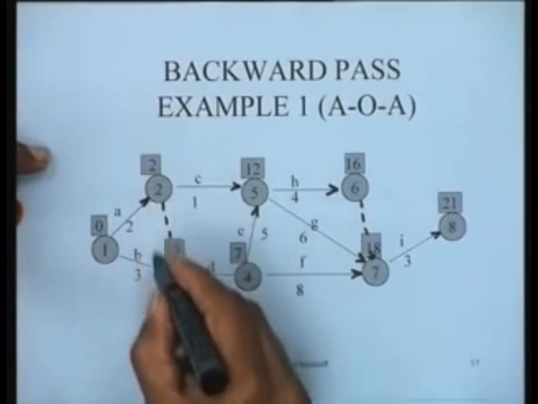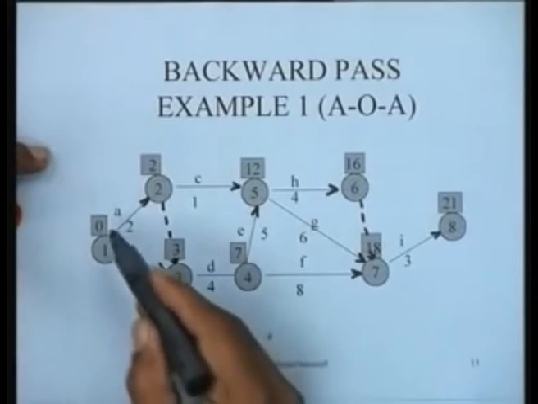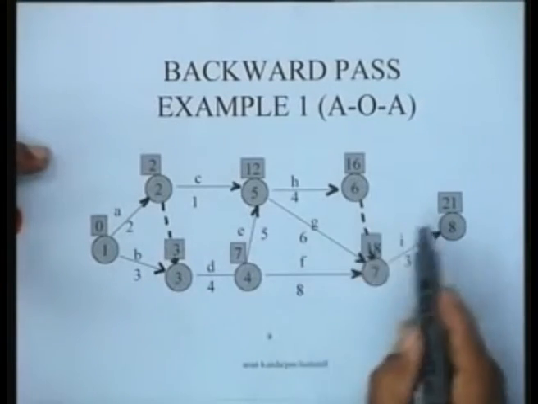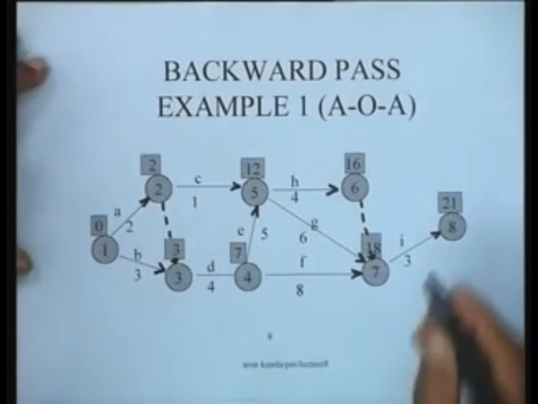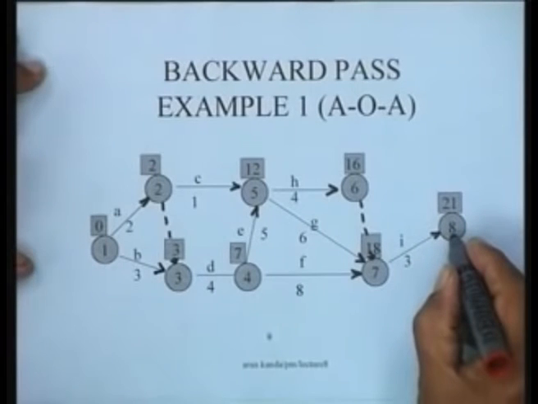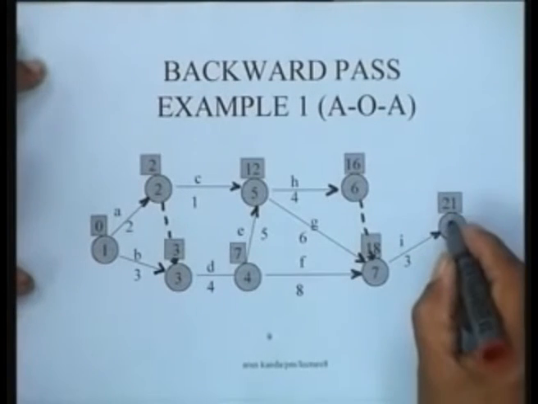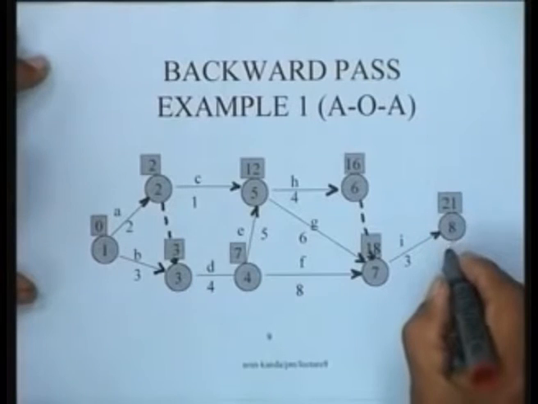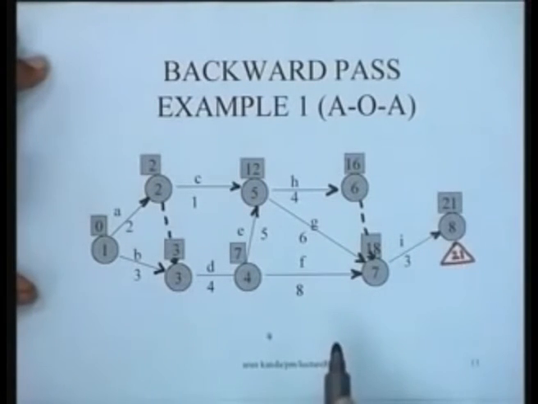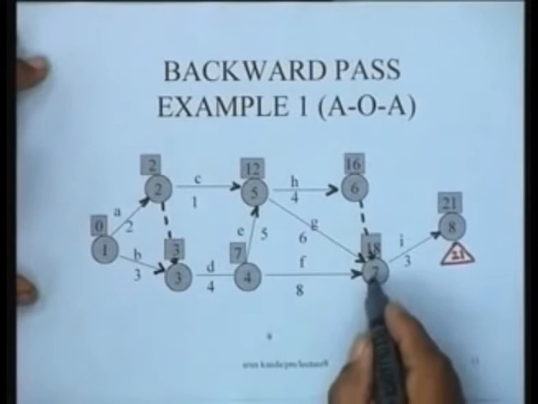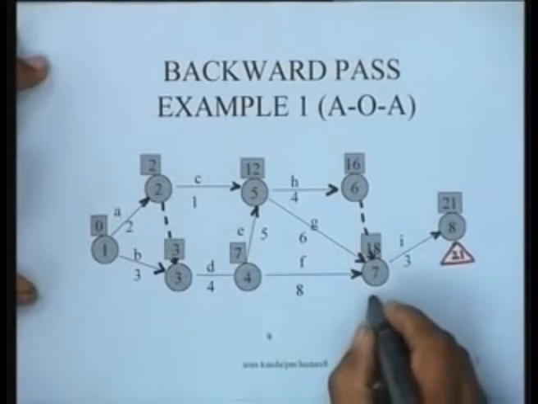And what we would like to do is, after having done the forward pass, for which the results are shown in the boxes on top of each of the nodes, a backward pass. When you do a backward pass, you start from the terminal node, and the initialization step specifies that since the project duration is 21, we initialize the latest occurrence of this node to a value of 21, and I put it in a triangle just to distinguish it from the early occurrence times. Then you can compute this value. 21 minus 3 is going to be 18.